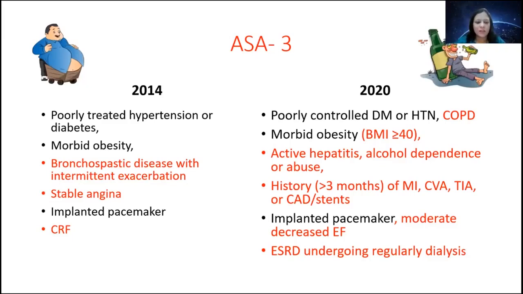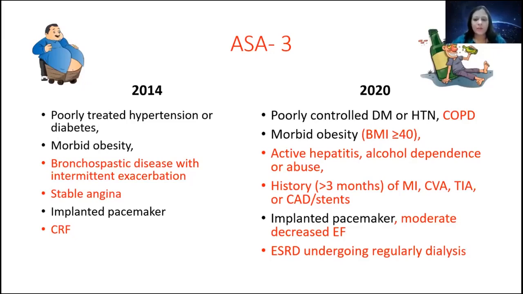Now, regarding cardiovascular conditions, 2020 says that a history of MI greater than 3 months ago, or patients with CVA, transient ischemic attacks, or CAD or stenting are under ASA 3. But the 2014 guidelines only mention stable angina as placed under the ASA grade 3 category. Also, 2020 says if a patient has an implanted pacemaker or moderately decreased ejection fraction, it is ASA grade 3, but 2014 mentions only an implanted pacemaker, and no mention of ejection fraction was made in the 2014 guidelines.